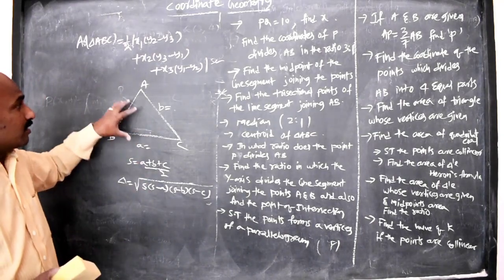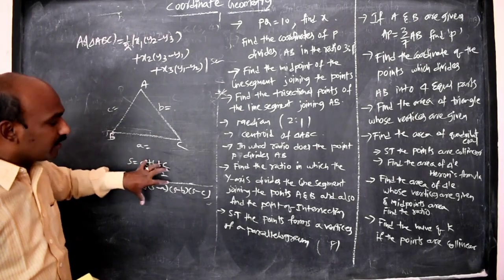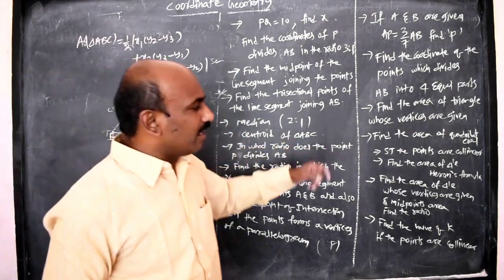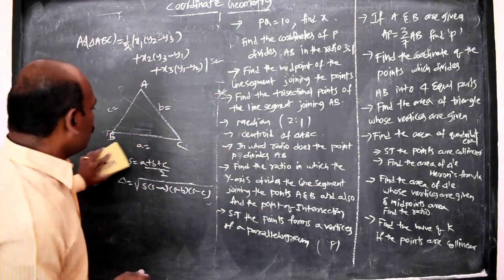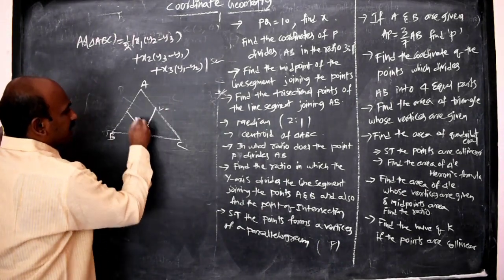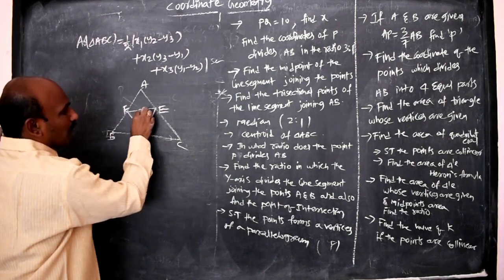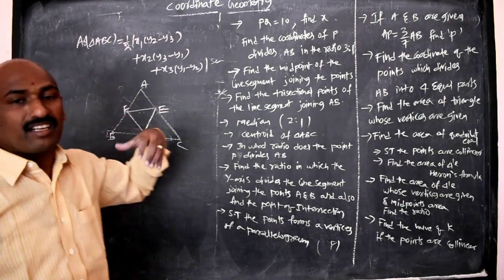After that, sometimes they can give vertices, then we need to find the distance formula, and after that we can substitute here, then we will get the area using Heron's formula. Sometimes they can give vertices and ask us to find the midpoints, and after that ask for the ratio of the area to the area of the midpoints triangle. They can ask those kinds of questions.